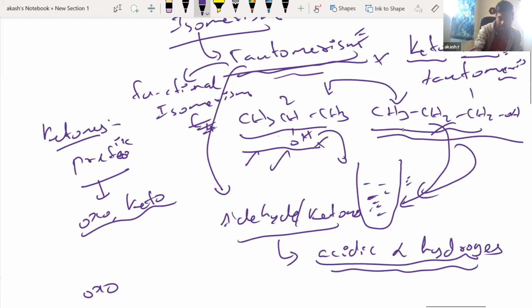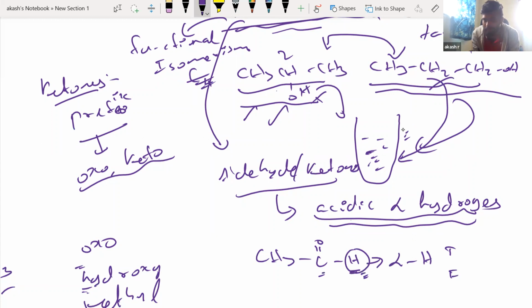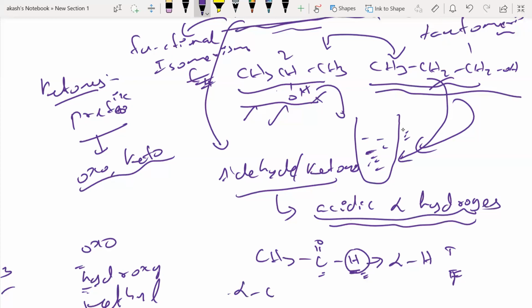What is alpha hydrogen? For example, I have CH3CHO. Am I talking about this hydrogen being acidic? I'm telling you that this is the alpha hydrogen. True or false? This particular hydrogen attached to the aldehyde is the alpha hydrogen. True or false? True, Sir. Okay.